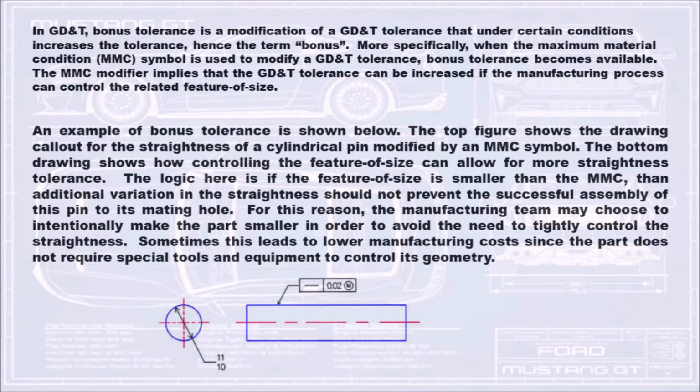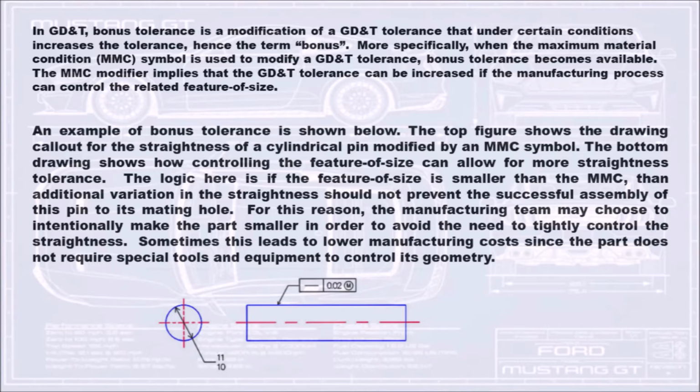As you can see in this second example of bonus tolerance as shown below. The top figure shows the drawing callout for the straightness of a cylindrical pin modified by an MMC symbol. The bottom drawing shows how controlling the feature of size can allow for more straightness tolerance. The logic here is if the feature of size is smaller than the MMC, then additional variation in the straightness should not prevent the successful assembly of this pin to its mating hole.